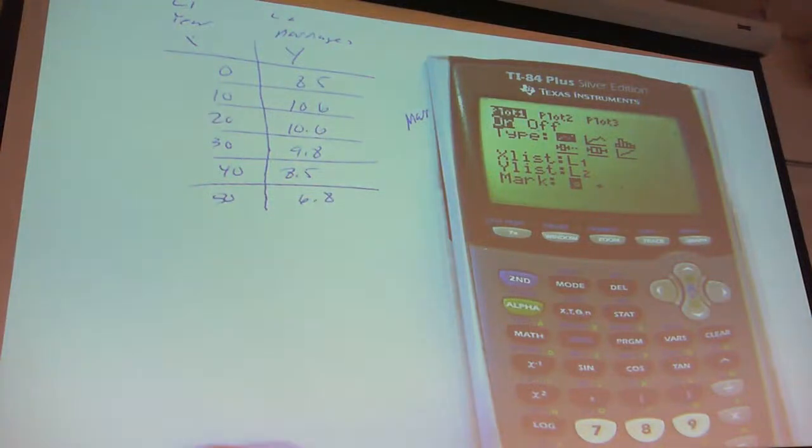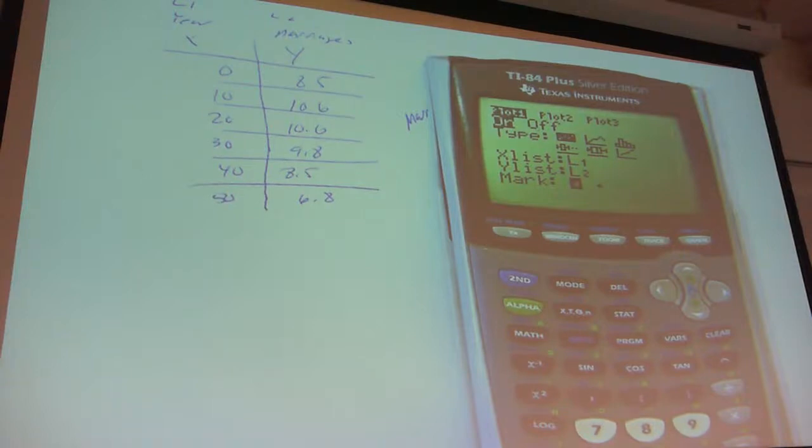Okay? So let's make sure we're all together. Does everyone have the data in list 1, list 2? Everyone turn on plot 1, choose scatter plot, list 1, list 2. Okay? Now, there is a shortcut: if you hit zoom 9, it makes the window for you. I'm not using that shortcut right now.